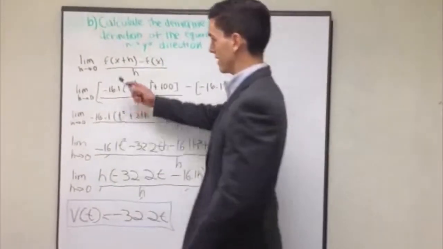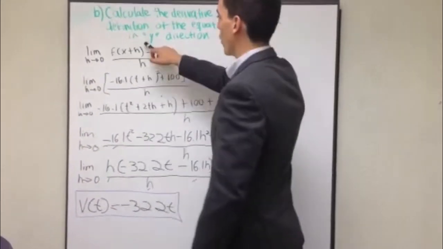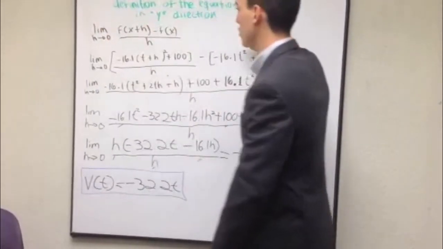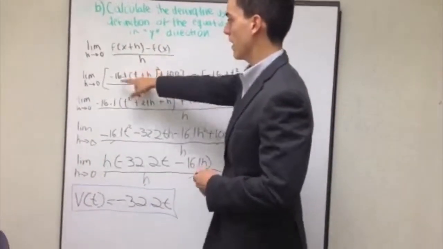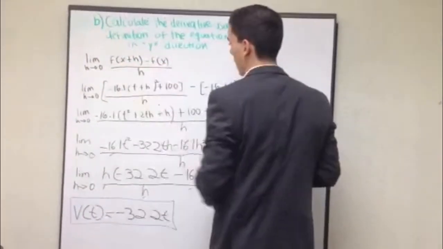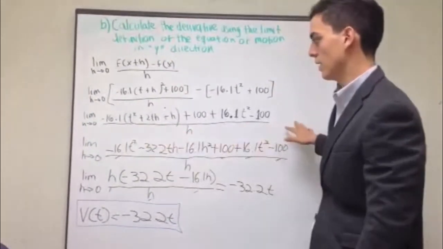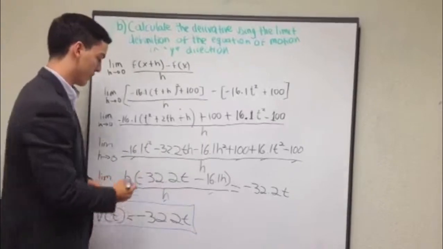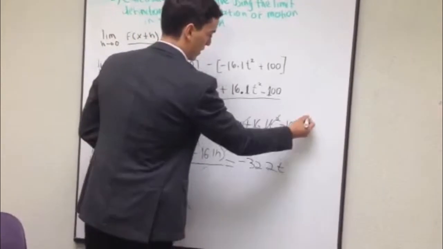Question B says, calculate the derivative using the limit definition of the equation of motion in the y direction. We use the limit equation, and f of x is going to be the equation of motion. So we substitute the values, because it's f of x. Then we multiply this to the square, and this is the answer. The next step, we are going to simplify this. We eliminate this with this one, and 100 with 100.